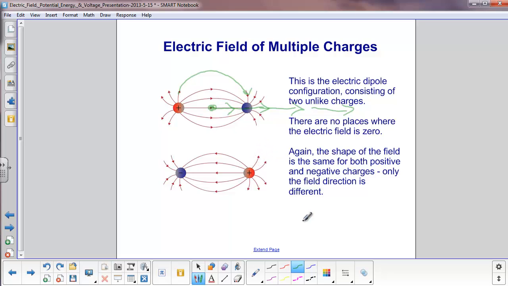You may remember the water molecule from chemistry, shaped like this: oxygen, you have a hydrogen over here, a hydrogen over here. The oxygen tends to attract the hydrogen's electrons. It's a covalent bond, but they stay more on this side. So you tend to have a negative charge here and a positive charge here. So that's a practical application of the electric dipole that we're talking about here.